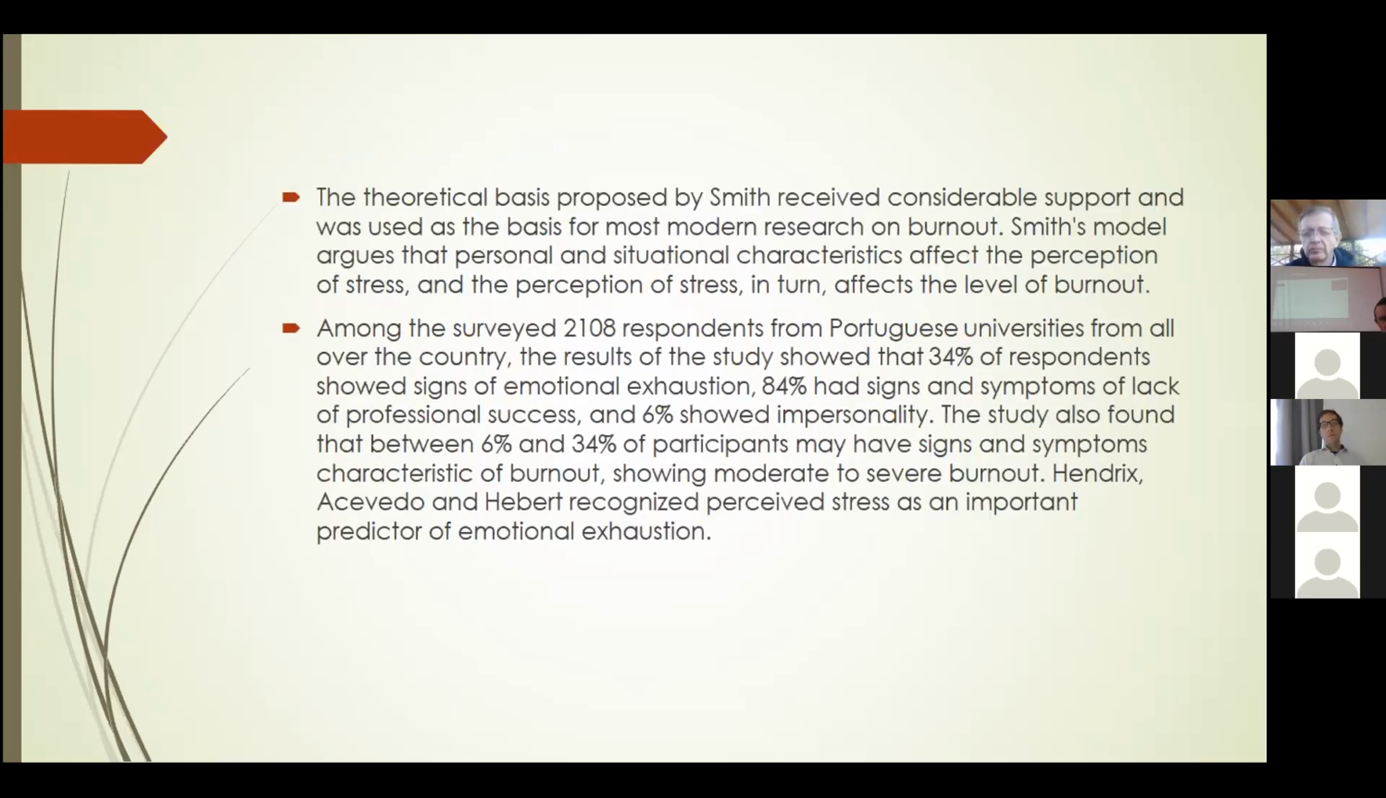Among the surveyed 2,108 respondents from Portuguese universities from all over the country, the results of the study showed that 34% of respondents showed signs of emotional exhaustion.